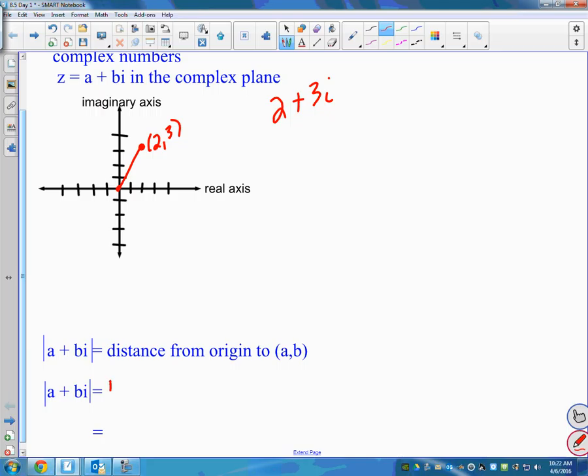A vocab word for this is the modulus. I don't think you ever really need to know that word unless you're going to be on Jeopardy or something. But it's really just the hypotenuse of that triangle that you can form, just like we formed with vectors, just like we've done since the beginning of the semester. So it's really just the hypotenuse.